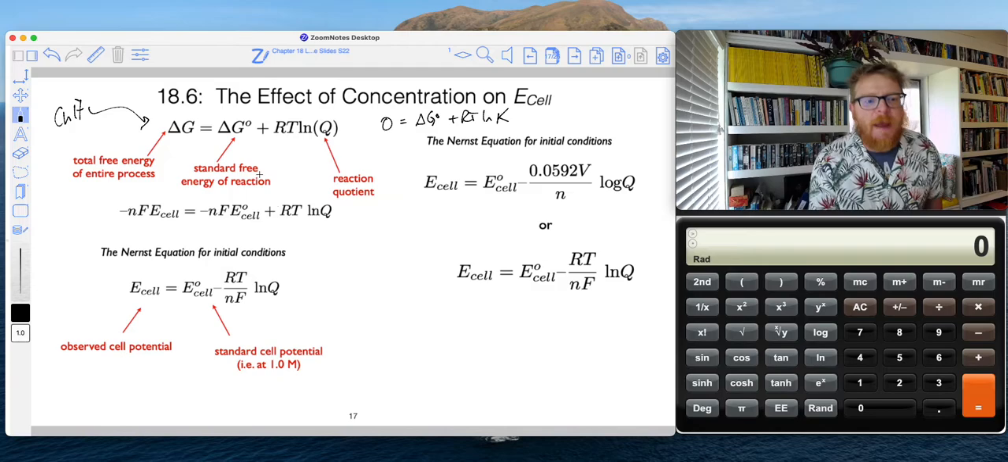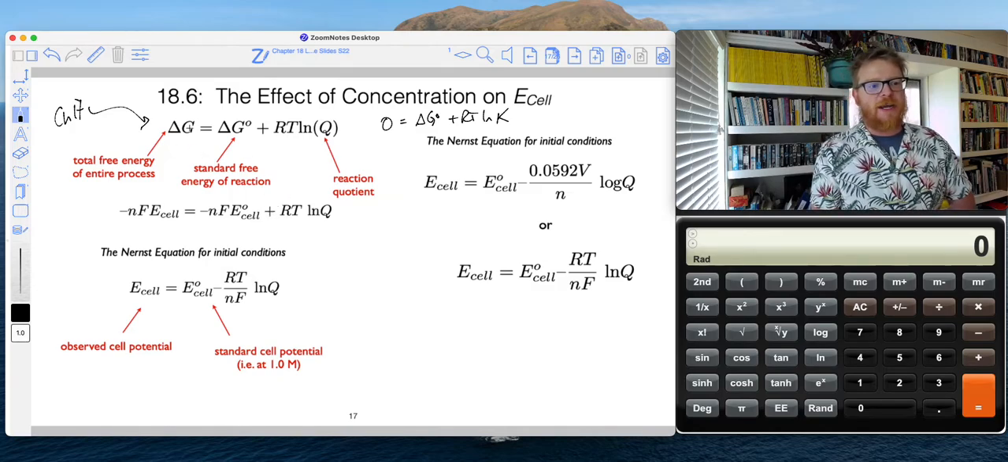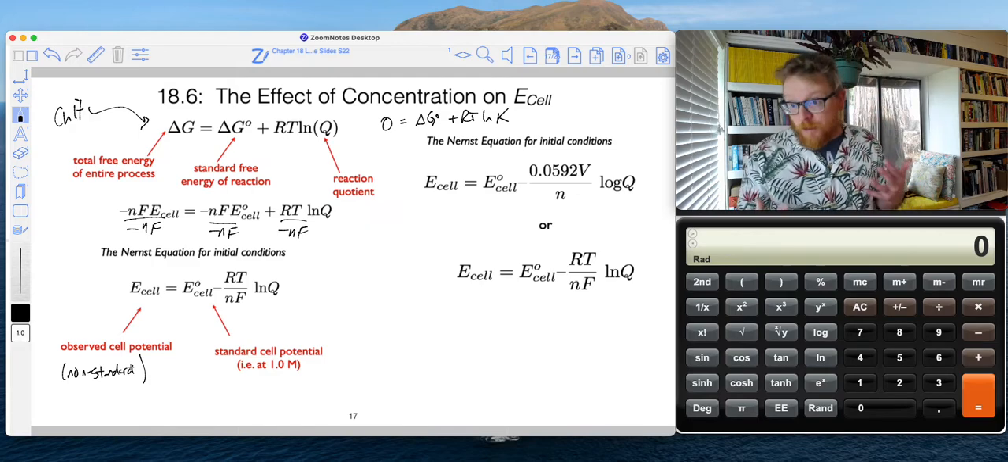So now if I expand this equation, I know I can write delta G as negative nF E cell. I can write standard delta G as negative nF E cell standard, plus RT ln Q. And doing some algebra, right? So this is dividing the whole equation by negative nF. Okay, so you can see that was done here. And so now what we get is our observed cell potential. So I'll write non-standard. So in other words, the cell potential if it's not 1 molar.